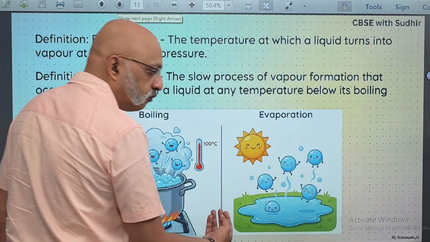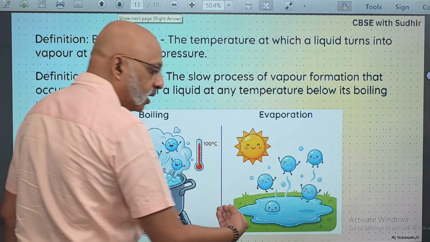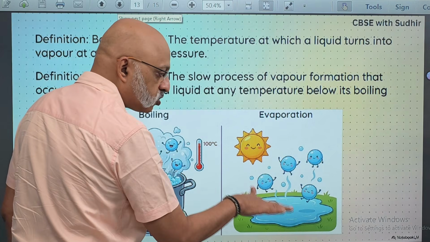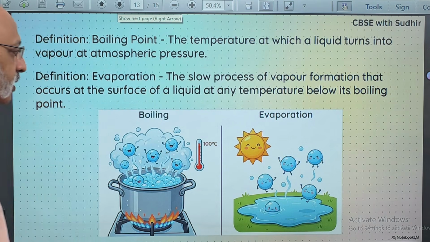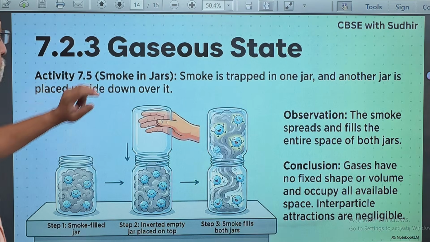Similarly, if there is a puddle of water and there is a hot sun, you will find that over half an hour, 1 hour, the puddle of water will disappear because of the heat of the sun. That is known as evaporation, the process of evaporation.